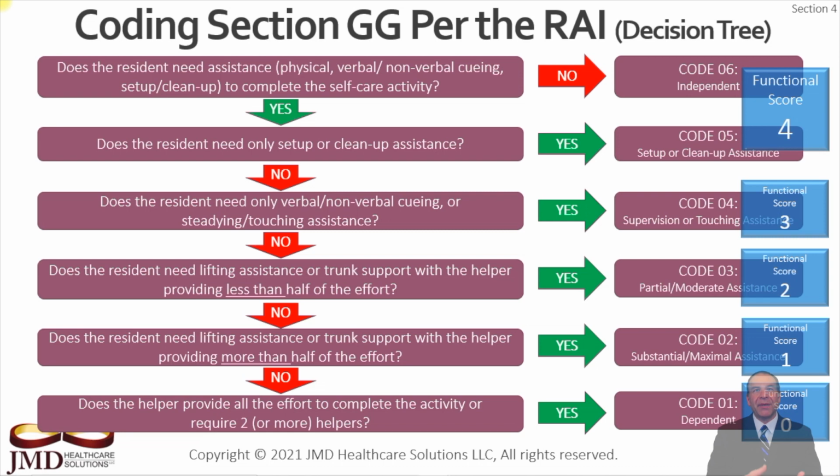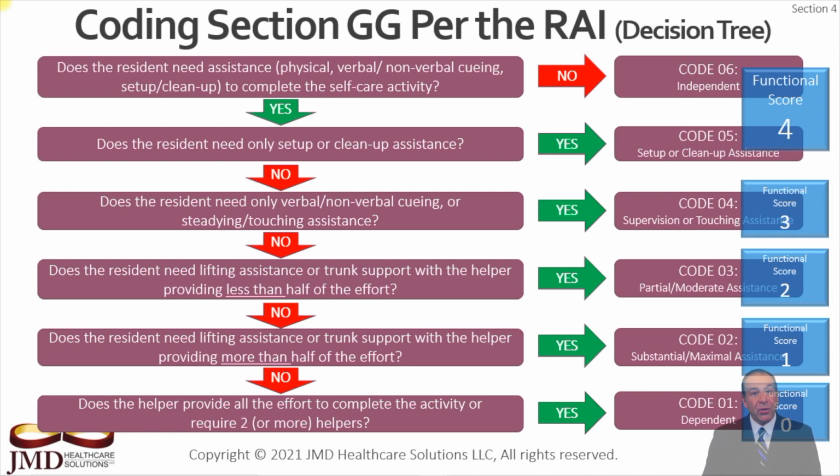And there is some independence even if you set someone up. So that's 4. Then all the other ones, they just come down 1 number. Code 04 for supervision or touching, you get a 3. Code 03 for partial or moderate assist, you get a 2. You code 02 for substantial maximal assist, you get a 1. Okay? If you think of it that way, it's much, much easier to manage. You're not going to remember it the first time you go to do it, but after you do it a couple times, you will remember.